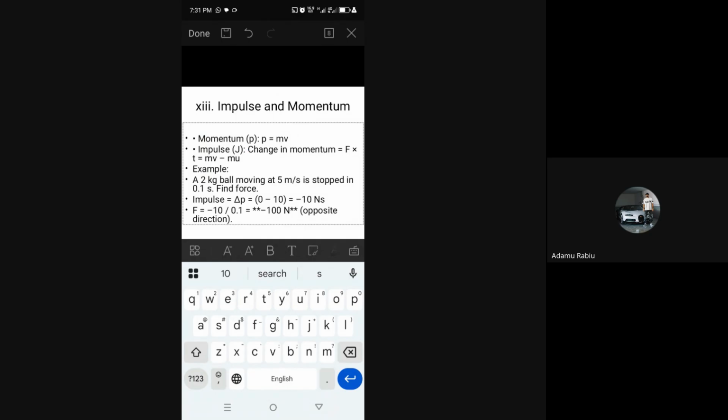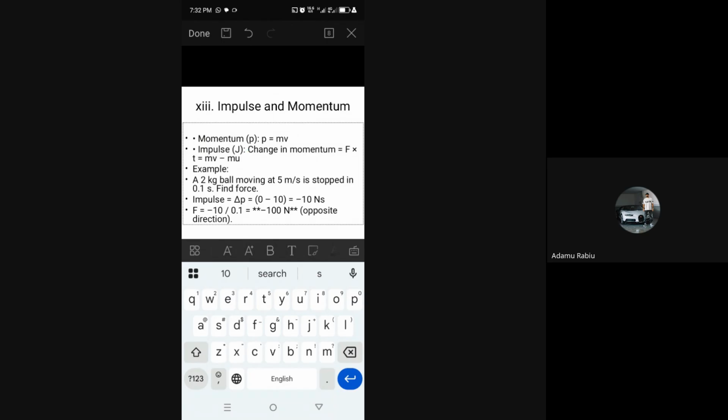That is force times time is impulse. Change in momentum is impulse. Momentum is mass times velocity. Impulse is change in momentum, which is also force times time. So there are two formulas for impulse now.